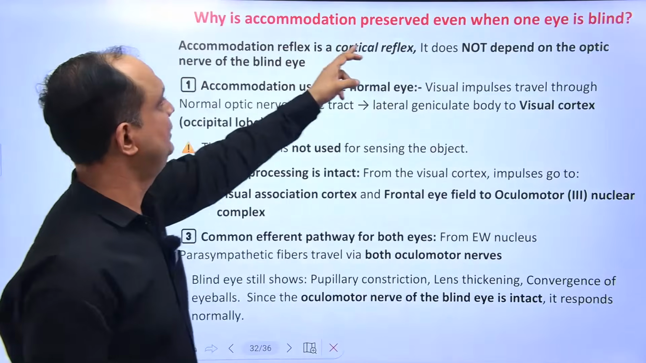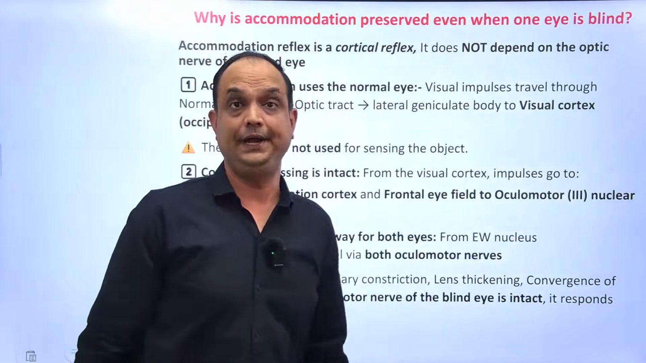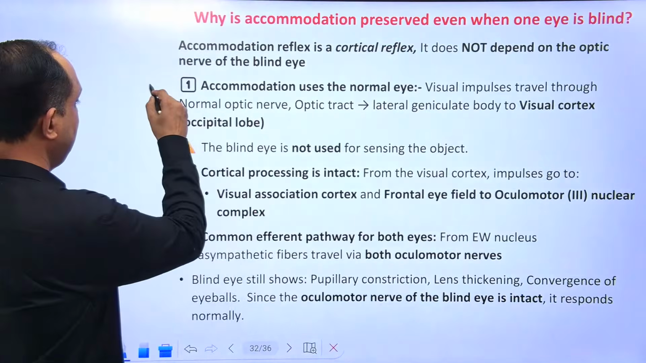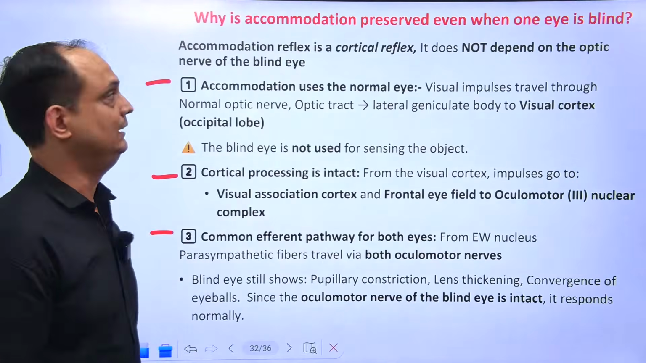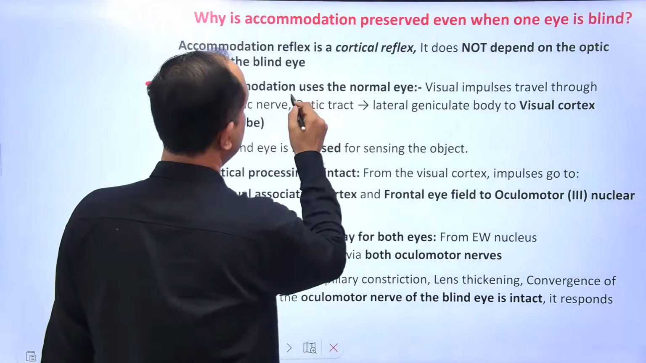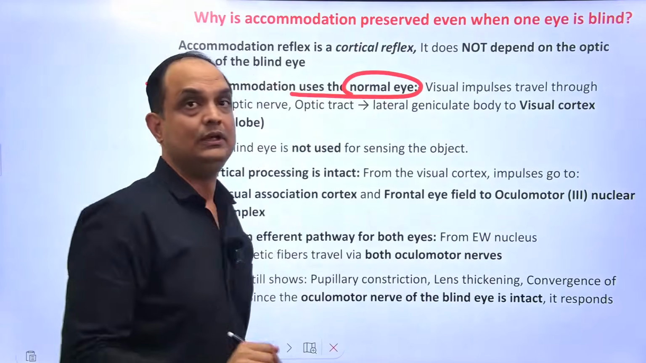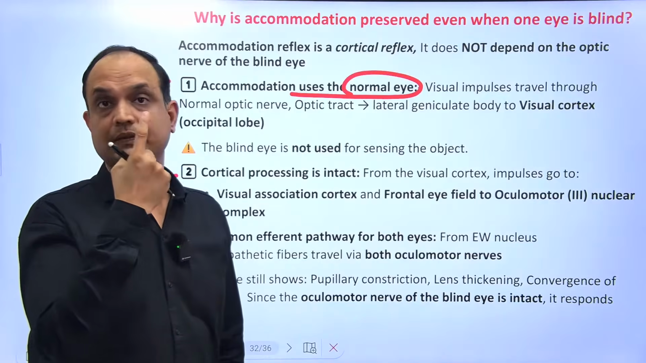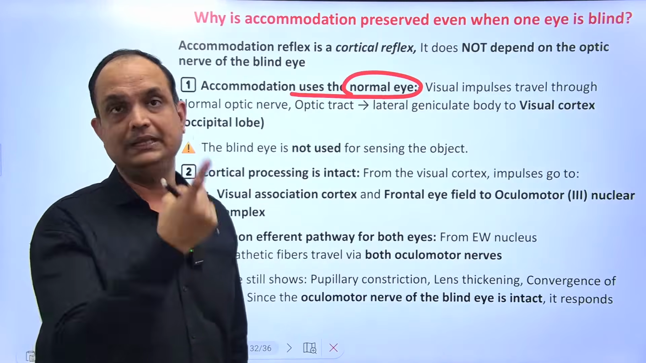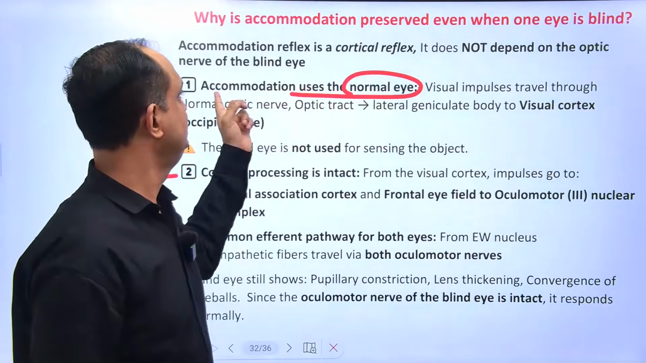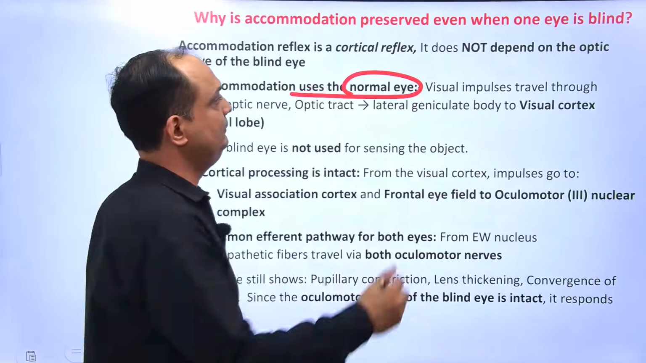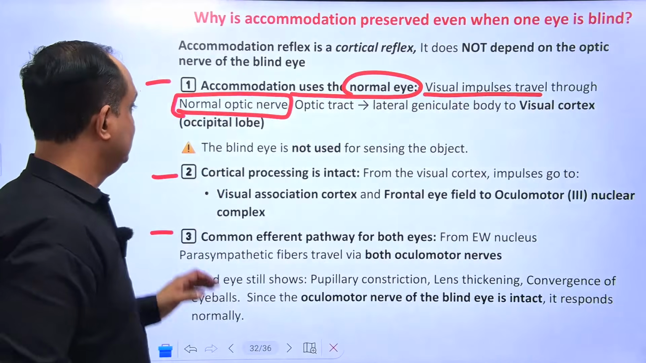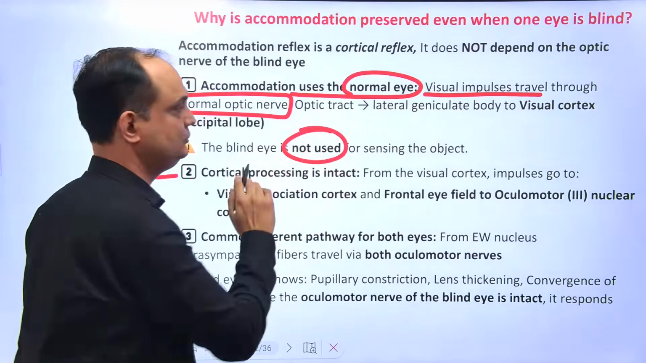The question is, why is accommodation preserved when one eye is blind? So in the blind eye, why is the accommodation reflex present? There are three important things which you have to write down in the exam. First, the accommodation reflex uses the normal eye, because there are two nerves, right and left. Suppose the right optic nerve is cut, but the sensory input is still going by the left eye. So the normal eye is used for the accommodation reflex, and visual impulses are still traveling through the normal optic nerve. Clear? So the blind eye is not used. This should be very clear.